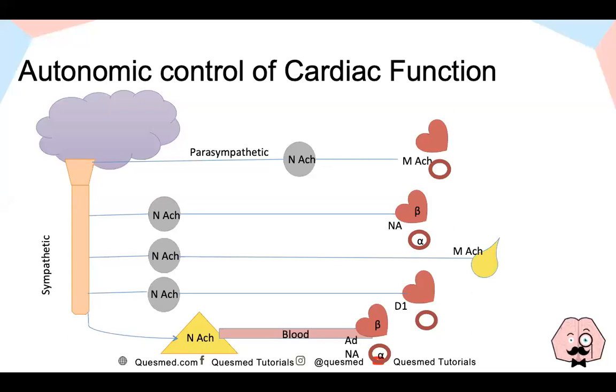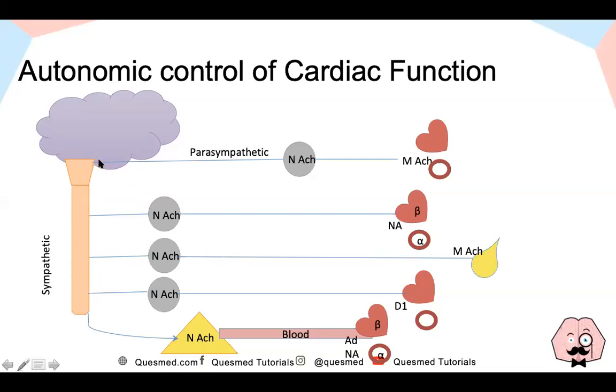So this is our autonomic control of cardiac function. We've got our parasympathetic input, which will slow the heart rate. Because again, if we think about it, parasympathetic is rest and digest. So we want our heart rate to be slow. We want to be able to relax, to rest and digest. So we can't have that really fast heart rate that's going to just make us feel really sick.